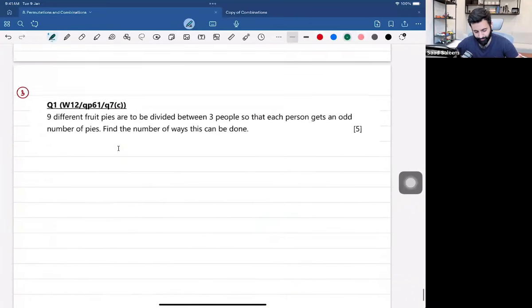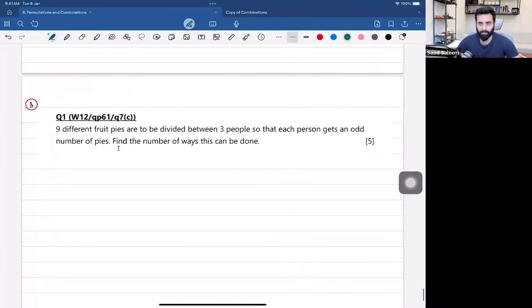Okay, now here's another question. Since we're short on time, I'm going to solve it myself. And here is how we're going to do it. 9 different fruit pies are to be divided between 3 people so that each person gets an odd number of pies. Okay, so 9 pies, each person must get an odd number of pies. So let's say the 3 people we're talking about are A, B, and C.